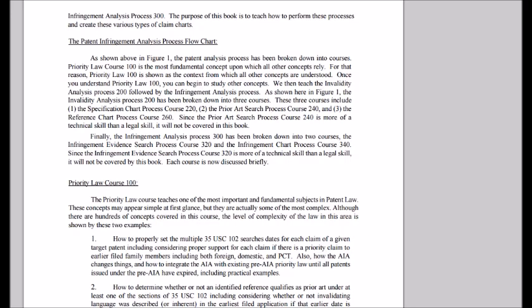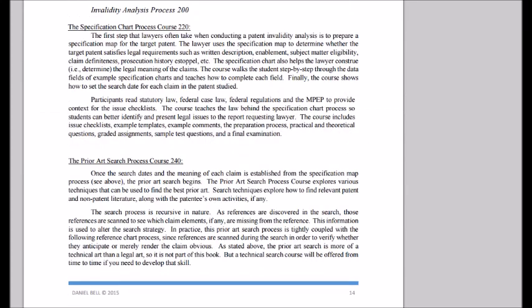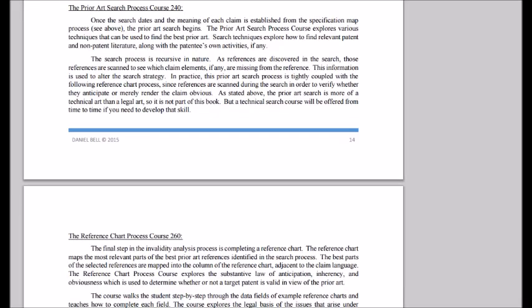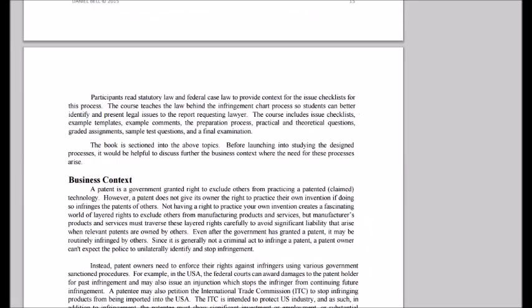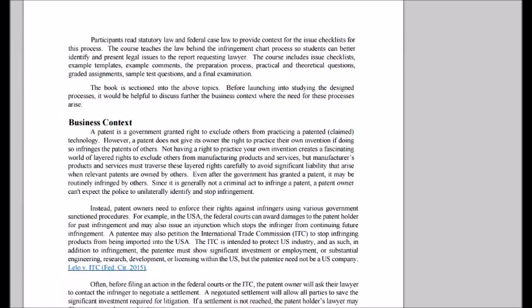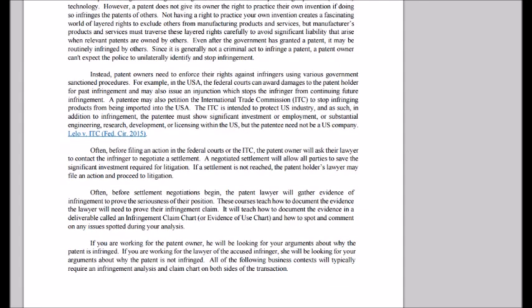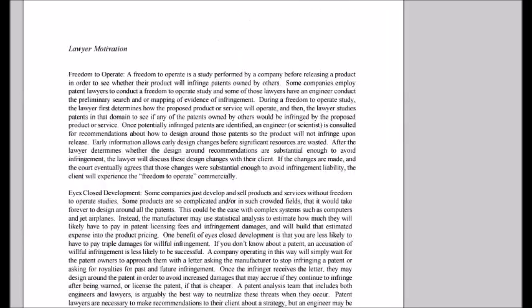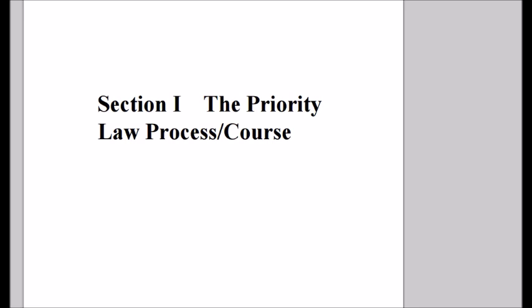There's an explanation of what each of these processes mean: priority law, spec map, reference chart process, and the infringement process. And then there's the business context in which these processes are used, in-house and then at law firms. And so it gives a nice background setup. And that, of course, is the introductory first 18 pages giving you context, and then it goes into section 1, the priority law course.